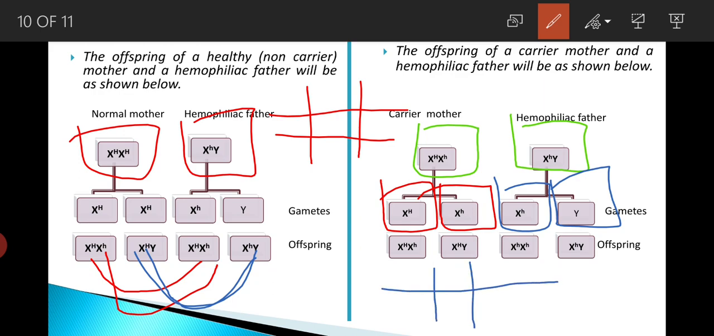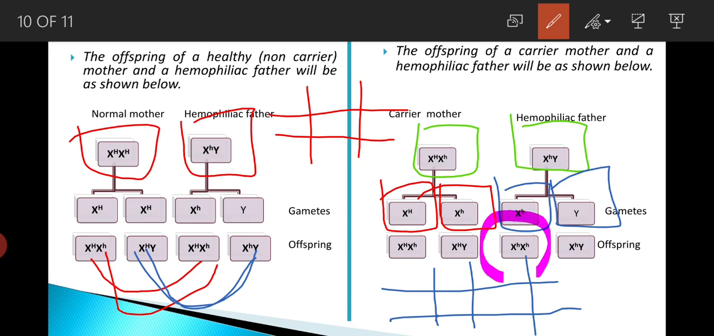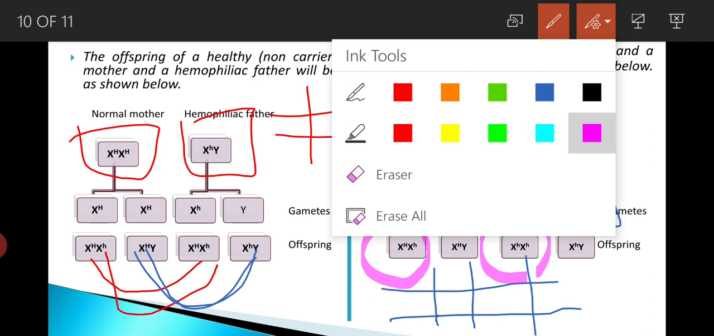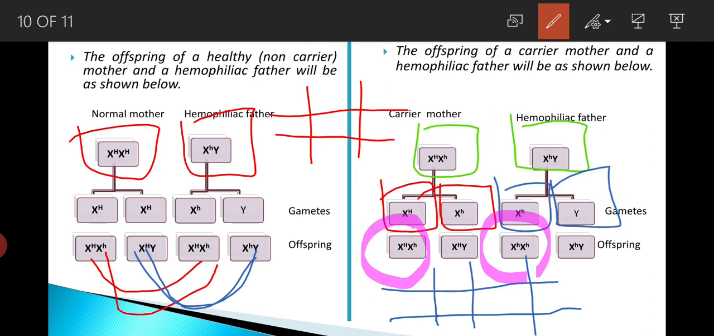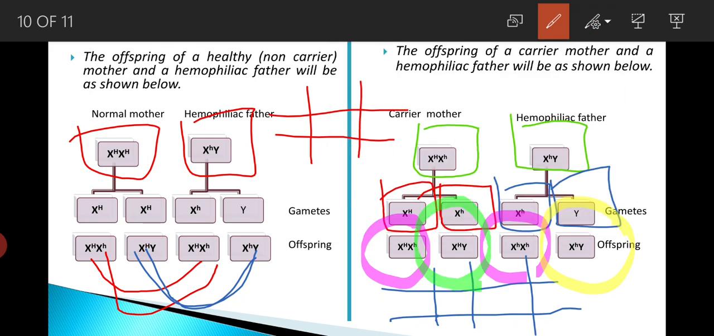Again, we put them in the Punnett square, and we are going to have offspring which are one hemophiliac girl, one carrier but normal girl, and again one male offspring who is hemophiliac, so he has the disease, and one normal boy for hemophilia.